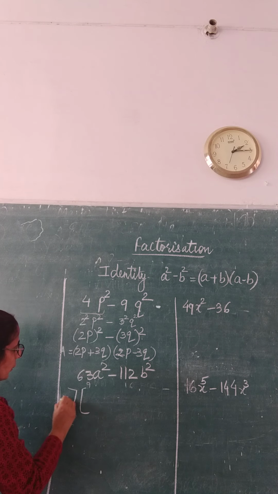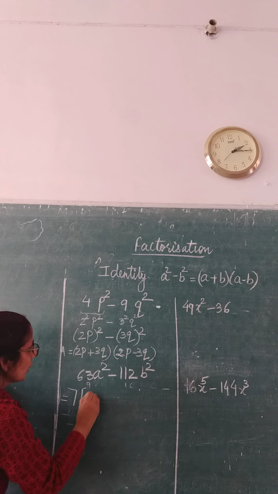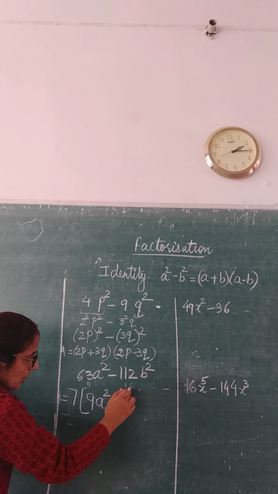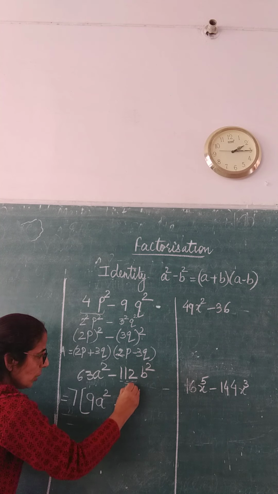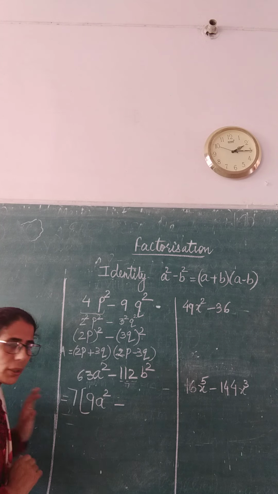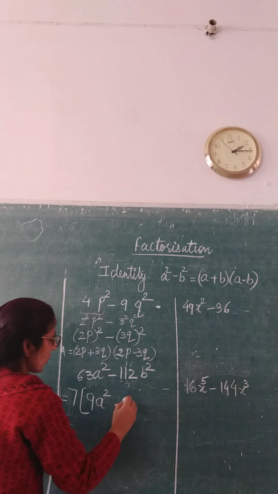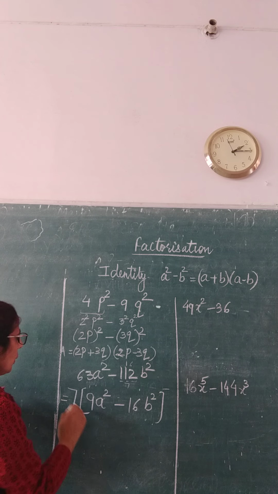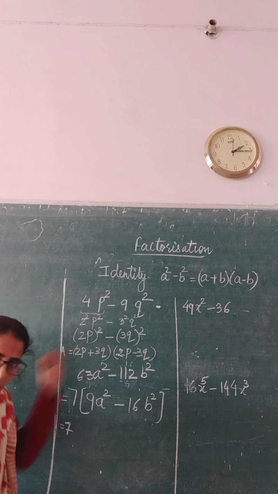7 is common here, so we are using previous methods also. Now it is 9a square minus 16b square, in the table of 7. I have explained this earlier also: when we take anything as common, it means we are dividing with that. 7 ones are 7 and 7 sixes are 42. Because 7 is still outside, one factor has come out.